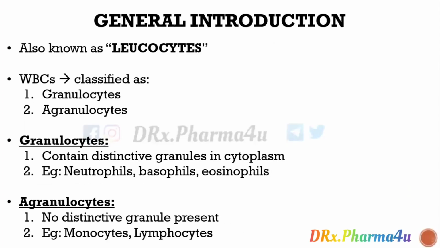So this is something that everybody knows. White blood cells are also known as leukocytes, and leukocytes are classified as granulocytes and agranulocytes, on the basis of the presence of granules in the cytoplasm. Granulocytes usually contain a distinctive granule, which is visible under specific staining techniques. Examples of those are neutrophils, basophils, and eosinophils. Agranulocytes are exactly the opposite. There is no distinctive granule present. In that come monocytes and lymphocytes.